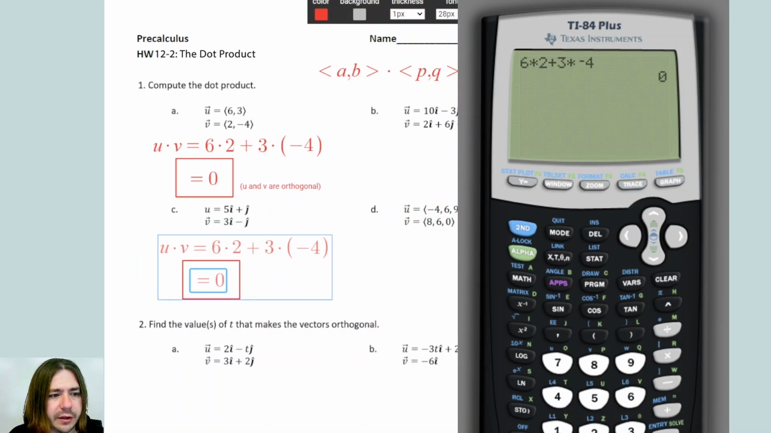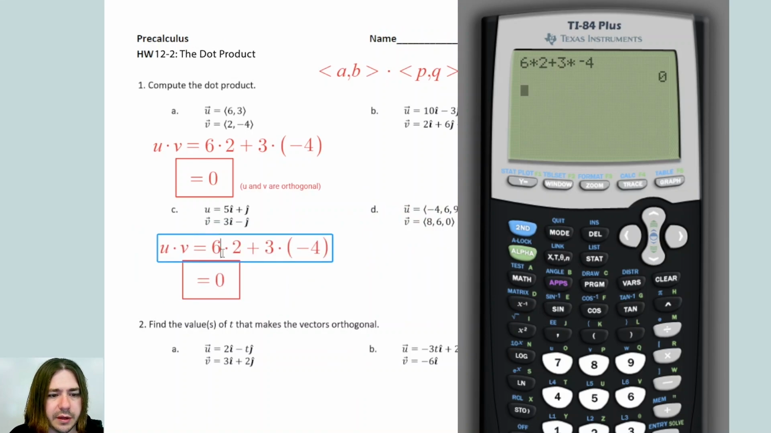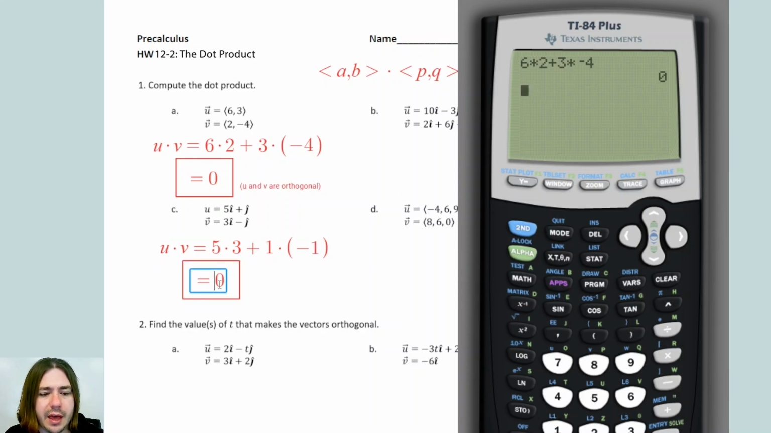So U dot V is going to be, in this case, 5 times 3. If you don't see a coefficient, but you do have the standard unit vector written, we're going to assume that the coefficient is 1. So it'd be 5 times 3 plus 1 times -1. We're multiplying the horizontal components and the vertical components, and we add those two products together.